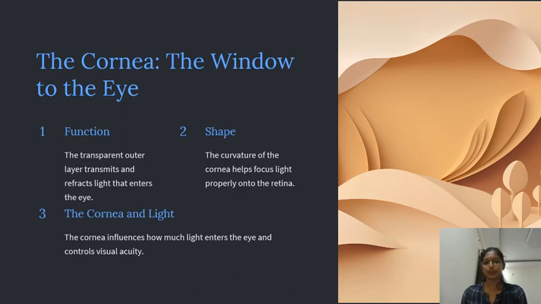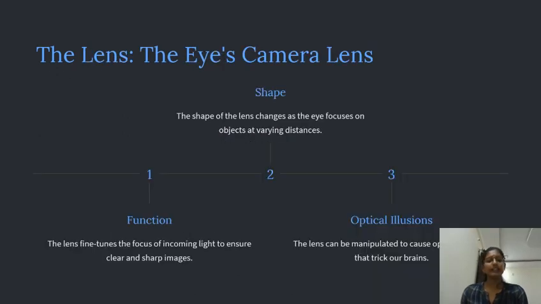Then the lens, the eye's camera lens. Here, the eye has a lens and the camera also has a lens, and we are going to see how these two are interrelated and what their functions are. The lens fine-tunes the focus of incoming light to ensure clear and sharp images. Then its shape: the shape of the lens changes as the eye focuses on objects at varying distances. Then optical illusion: the lens can be manipulated and that can trick our brains.